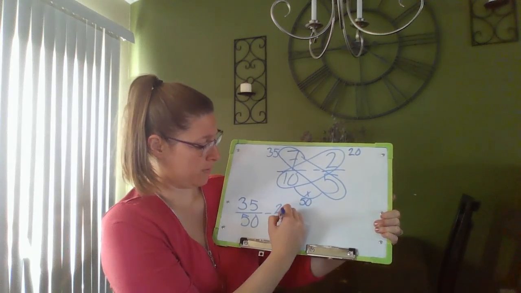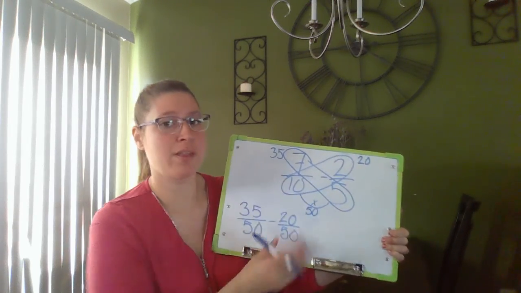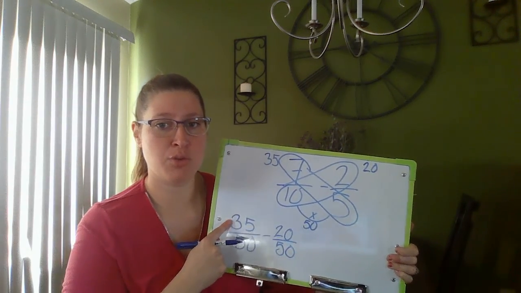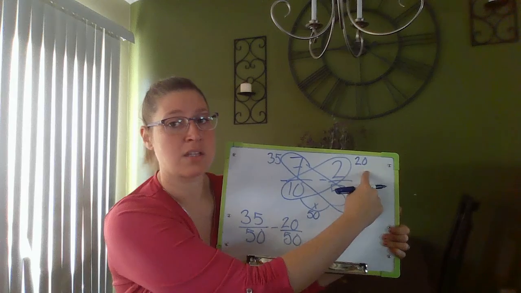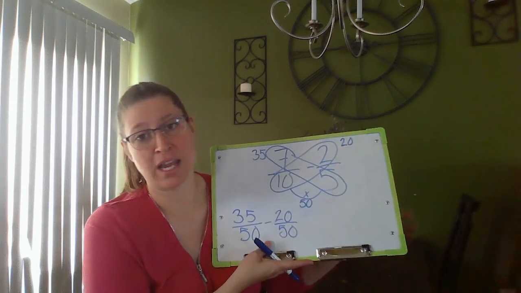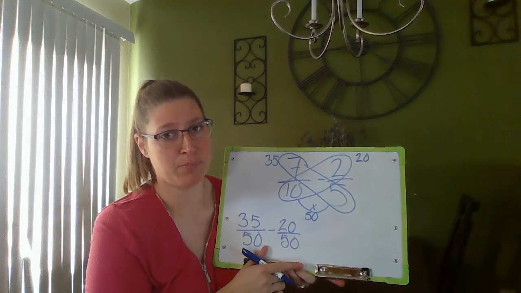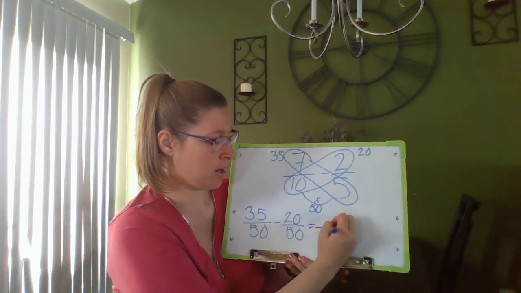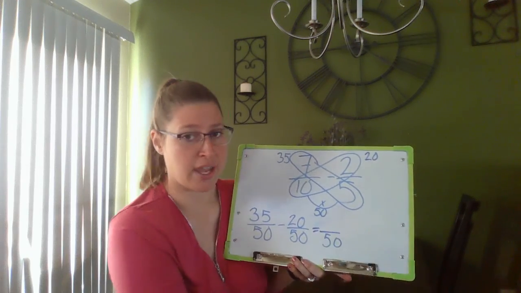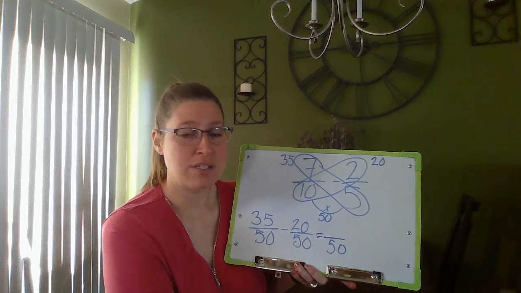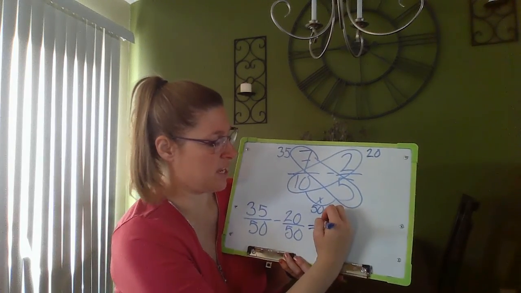It's super important that you put them in the same order that they originally were. So the 35 is on the left, so it has to be the numerator on the left. The 20 is on the right, so it has to be my numerator on my right. Otherwise, you're getting a completely different math problem. Okay, so now we bring over our denominator. It does not change, and I subtract my numerator. 35 take away 20 is 15.